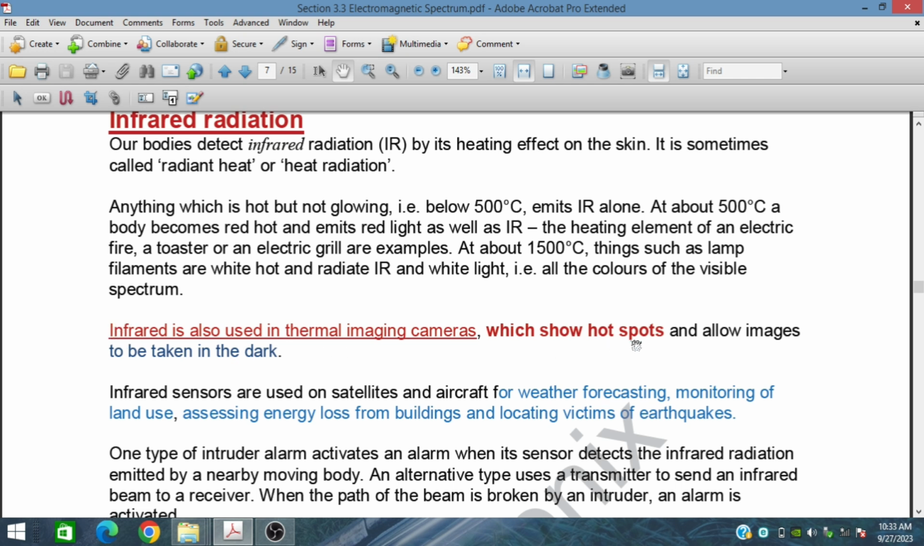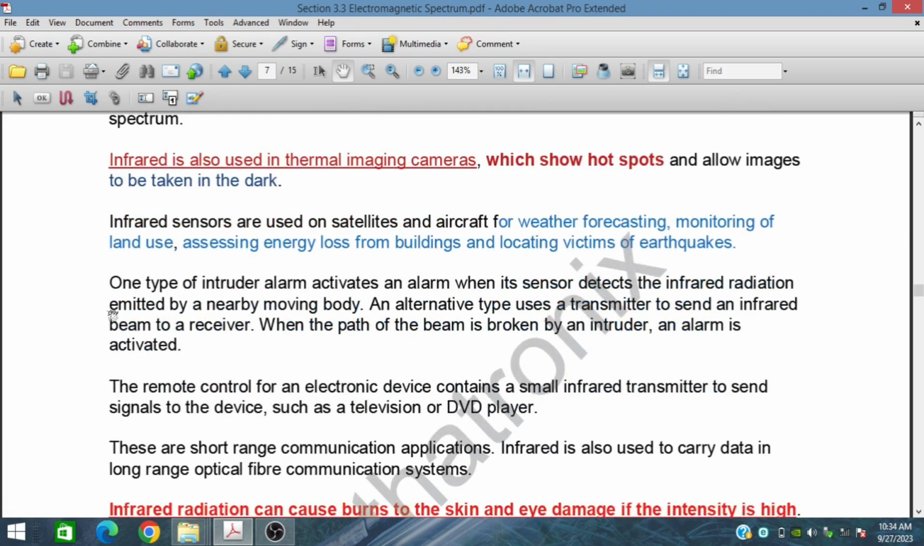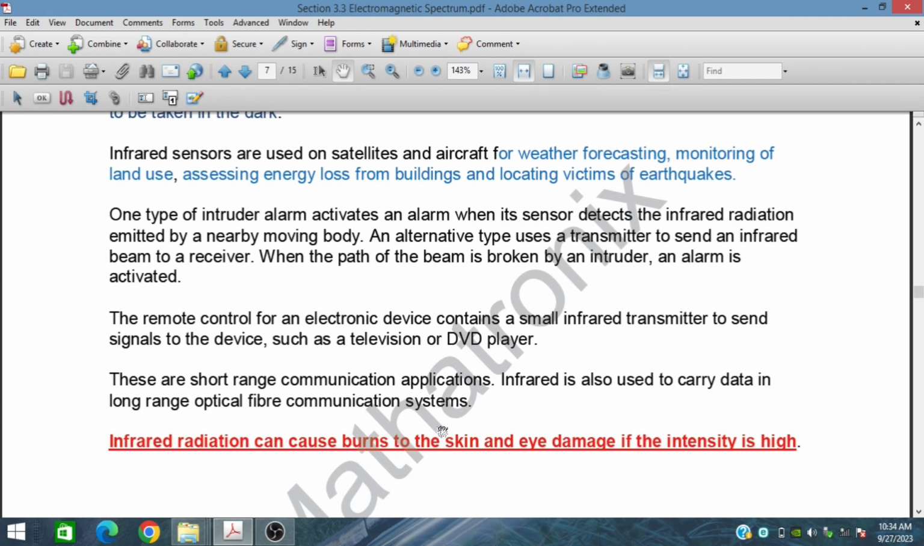Hot spots can be detected by using thermal imaging cameras because of infrared. Infrared sensors are used in satellites and aircraft for weather forecasting and monitoring of land use, assessing energy loss from buildings, and locating victims of earthquakes. These are the uses of infrared. Similarly, there are a lot of applications such as intruder alarms and DVD players.